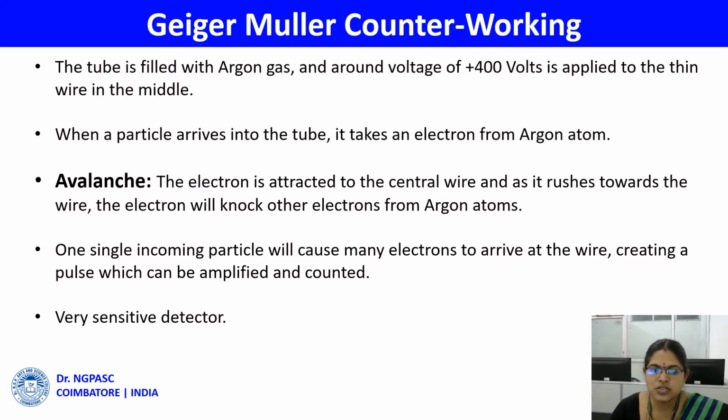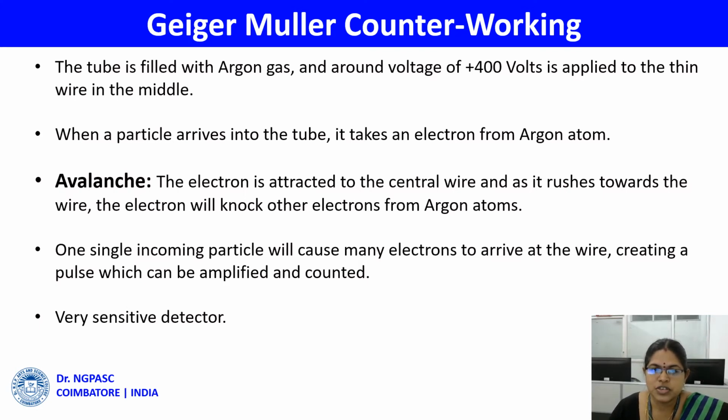When a radiation enters the tube, it can ionize the gas. This is the general phenomenon. The ions are attracted to the electrodes and an electric current is produced inside. The counter, which is placed at the end, can count the current pulses whenever radiation ionizes the gas.